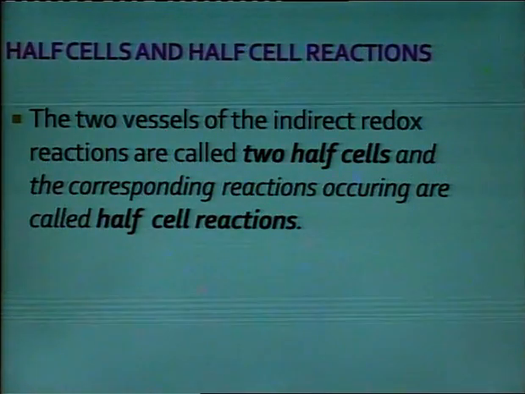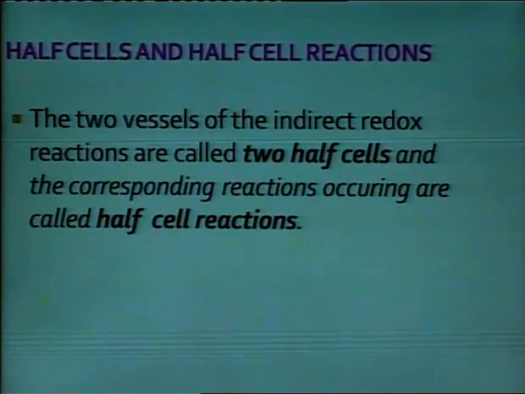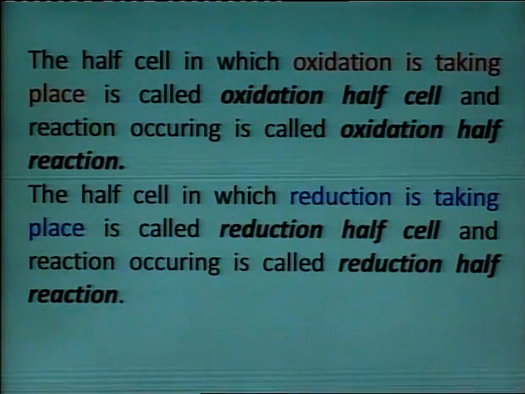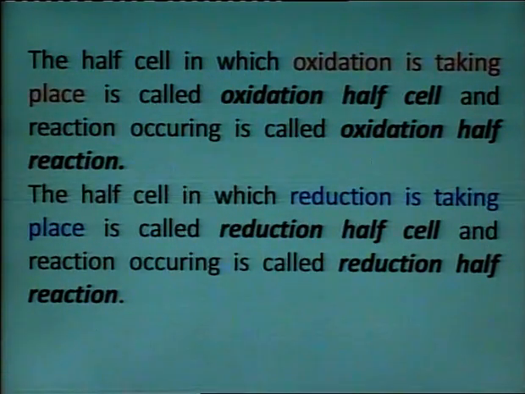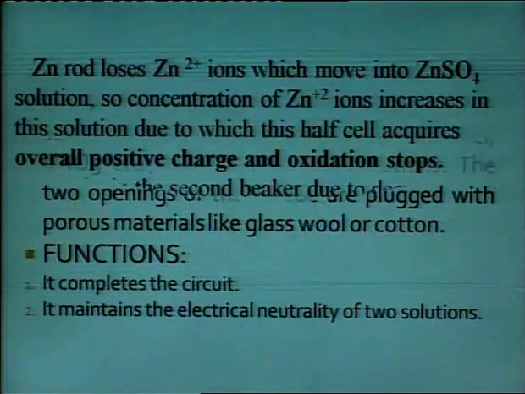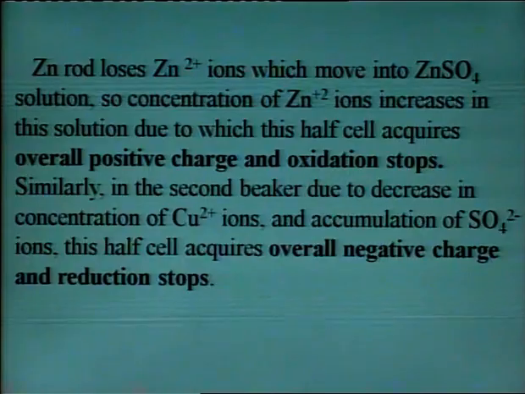Then I told you about half cells and half cell reactions, what are half cells and half cell reactions. In this we studied the oxidation half cell and reduction half cell. In the last topic we studied the salt bridge, what is a salt bridge and its two functions, how it completes the circuit and how it maintains electrical neutrality of the two solutions.